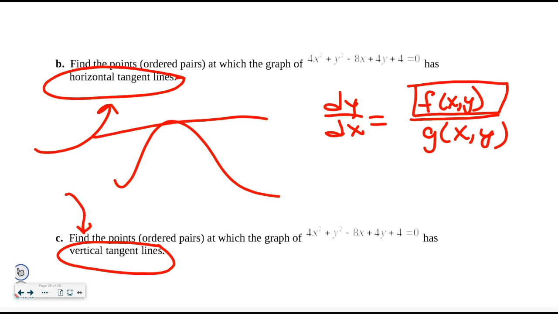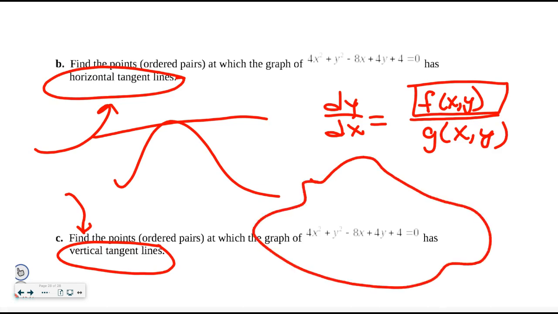But for the vertical tangent lines, remember most of these implicitly defined relationships aren't functions. They make very weird things. Okay? And for a vertical tangent line, back to algebra 2, what's the slope of a vertical line?